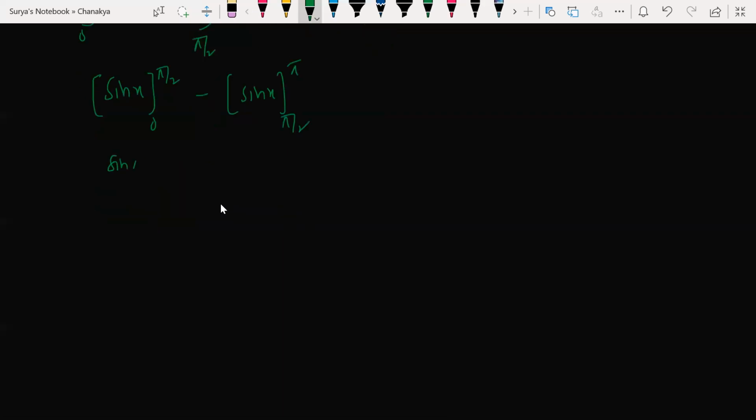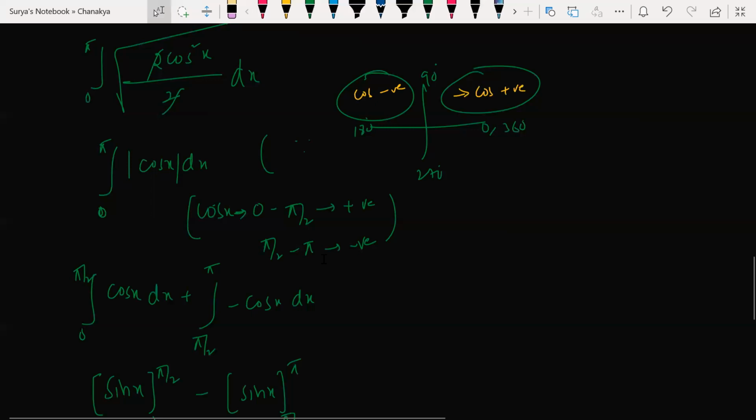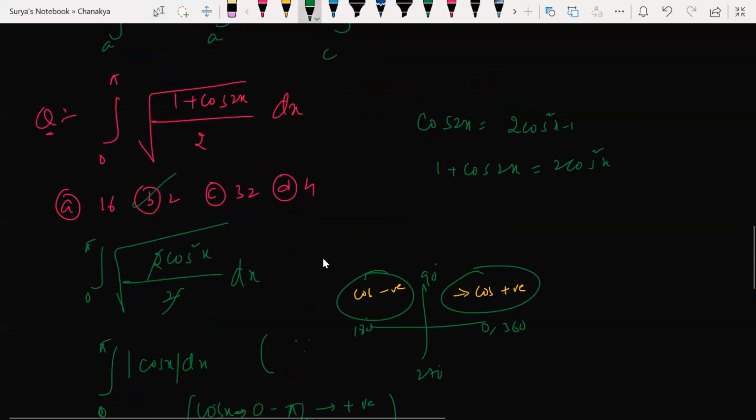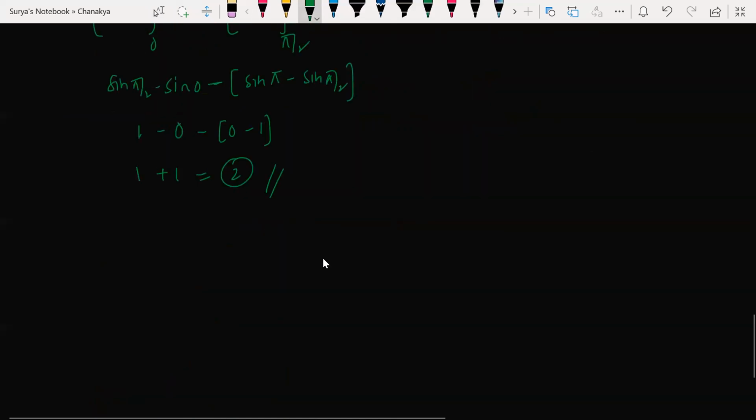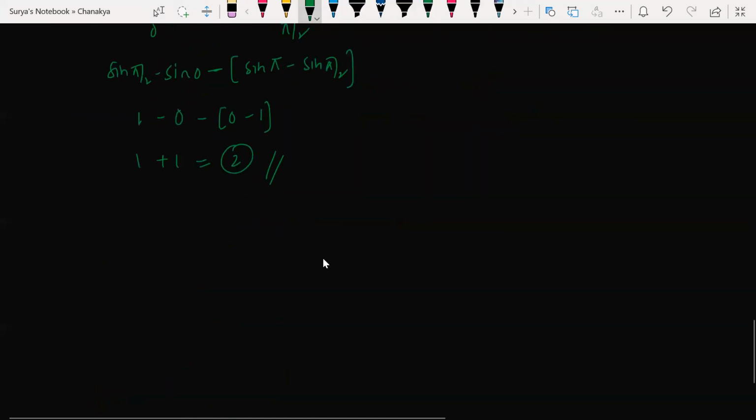Sin 90 minus sin 0, minus sin 180 minus sin 90. 1 minus 0, minus 0 minus 1. So 1, minus into minus is plus. So 1 plus 1, 2 is the answer. This is how we solve this. Option B is correct. Check. So beta, questions would be as innocent as possible, but you need to make sure that you are following the class properly.